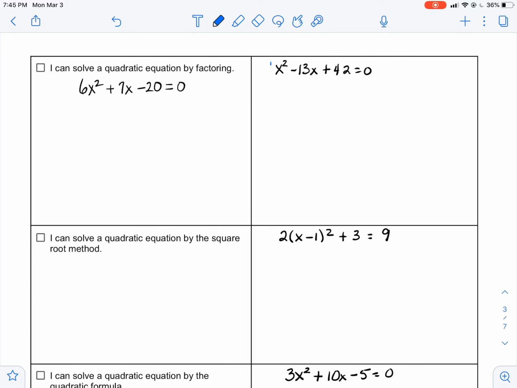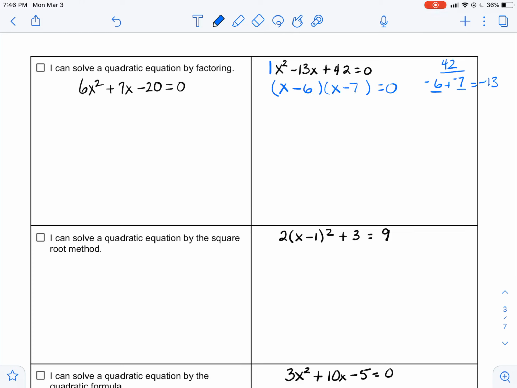So this is, again, just a 1, so you should not need to do the AC method. You should be able to go straight to factoring. So I want factors of 42 that will give me a negative 13. In this case, they're both going to be negative, and that would be 6 and 7. Negative 6 and negative 7 multiply to positive 42, but add to negative 13. So I just need x minus 6 and x minus 7.